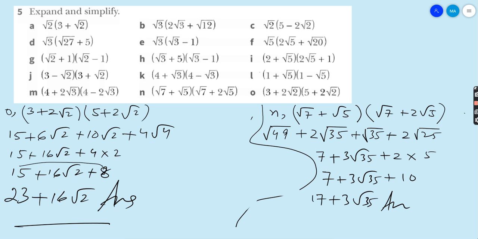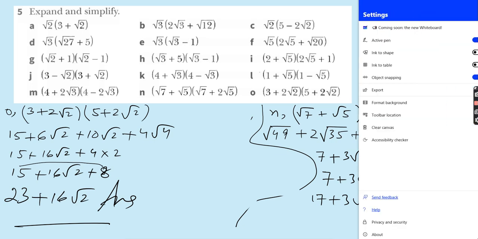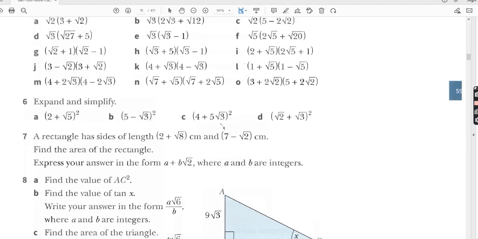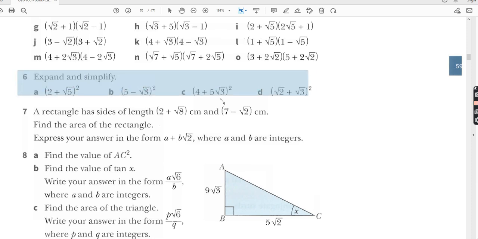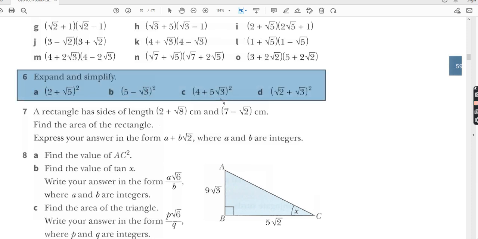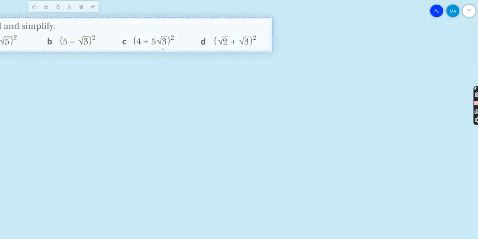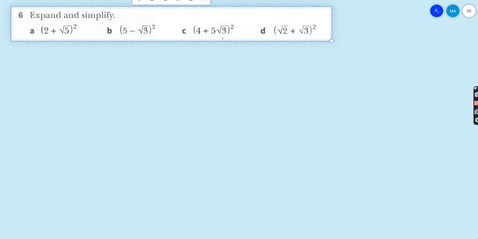And this is question number 5. We did all parts. Come to question number 6. This is question number 6. Expand and simplify.